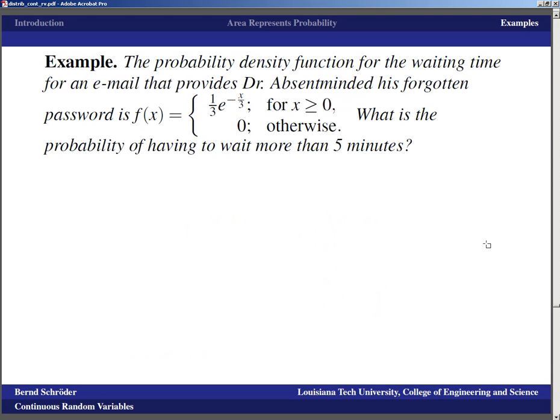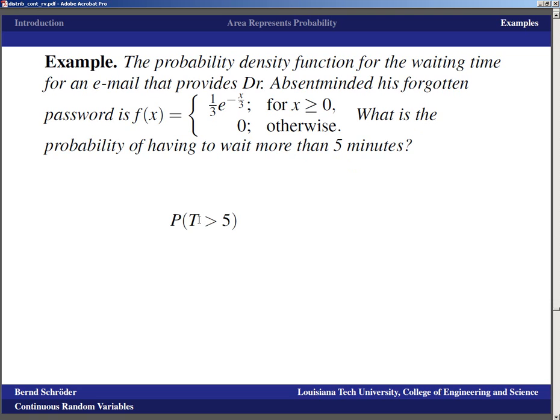Okay, so now let's look at an application where we're interpreting this function a bit. So here we're looking at the probability density function for the waiting time for an email that provides Dr. Absent-Minded his forgotten password. That function is the function that we've just looked at, 1/3 e to the negative x over 3 for x greater or equal than 0 and 0 otherwise. What is the probability of having to wait more than 5 minutes?